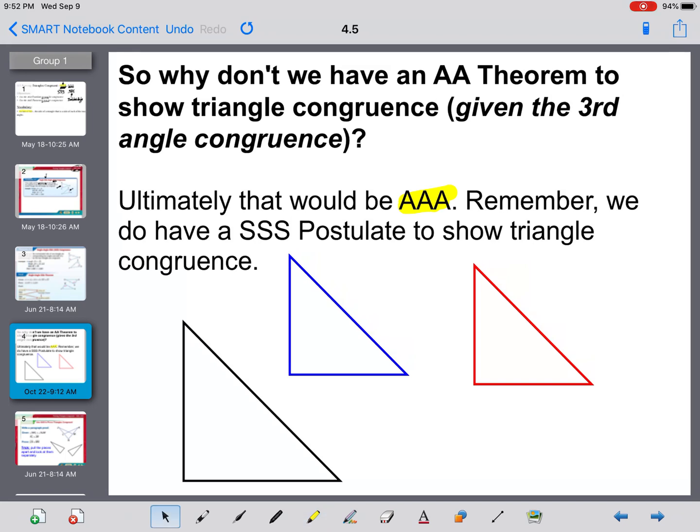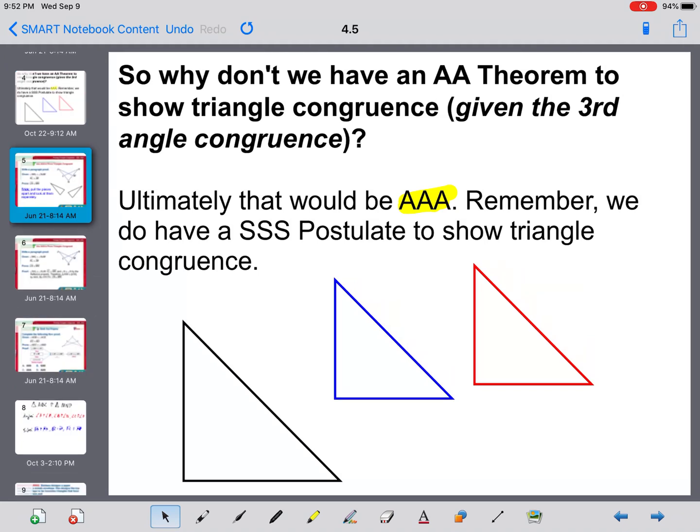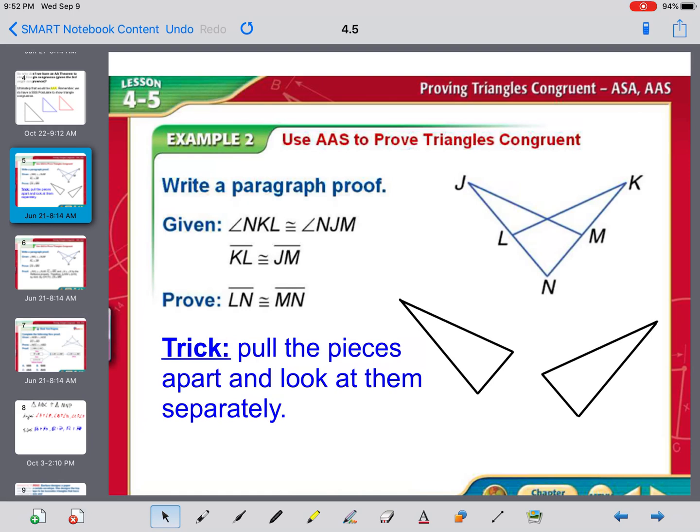So I did want to mention why we don't have an angle angle angle theorem. And that is because we already know we can't have that. We said that in a previous lesson. And the reason why is because if you look at this, these corresponding angles would all be congruent. But it's obvious to us that these two triangles are not congruent. Now, these two are, because not only are the angles congruent, but the corresponding sides are congruent. Okay.